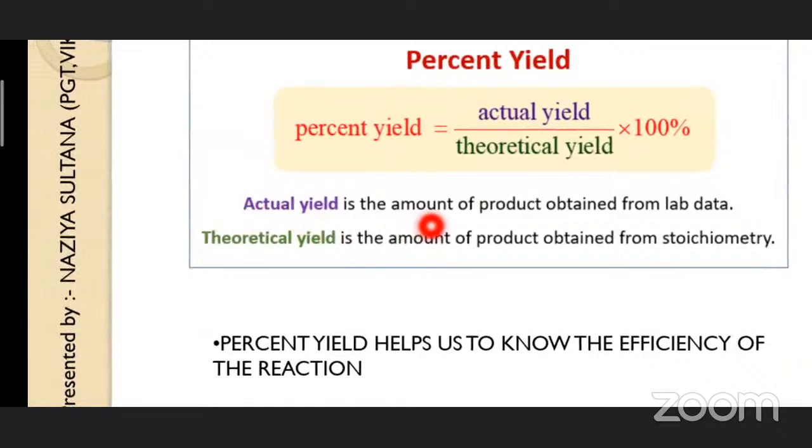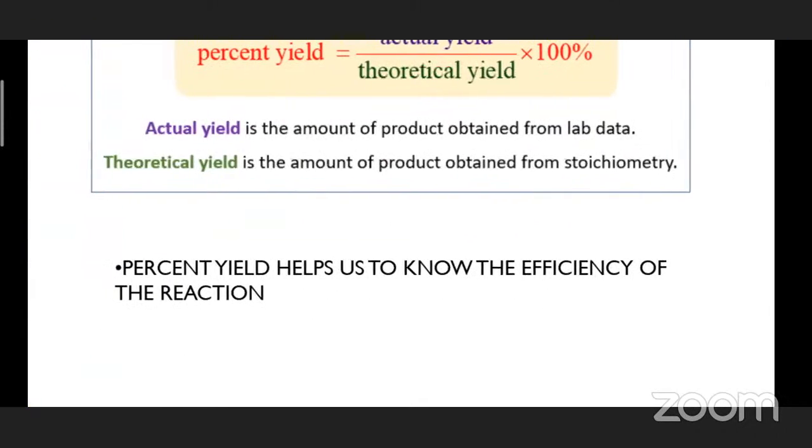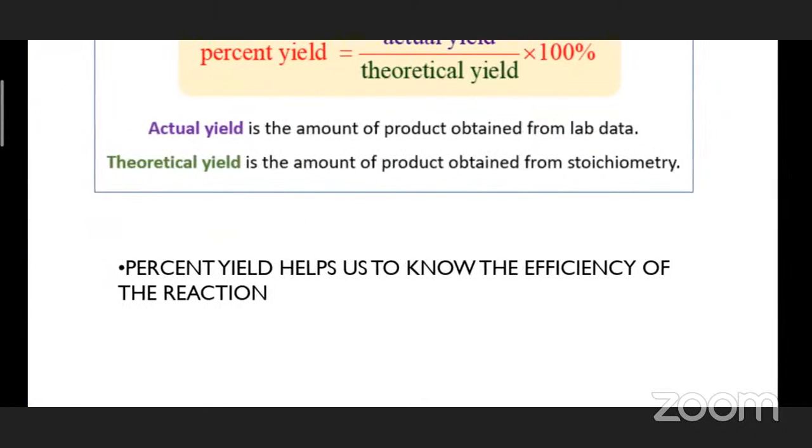Actual yield is the amount of product obtained from lab data. That's what I said. Actually, how much we are getting from the lab, that is the actual yield. Theoretical yield is the amount of product obtained from the stoichiometry. Percentage yield helps us to know the efficiency of the reaction. Okay. One example I'll give you.